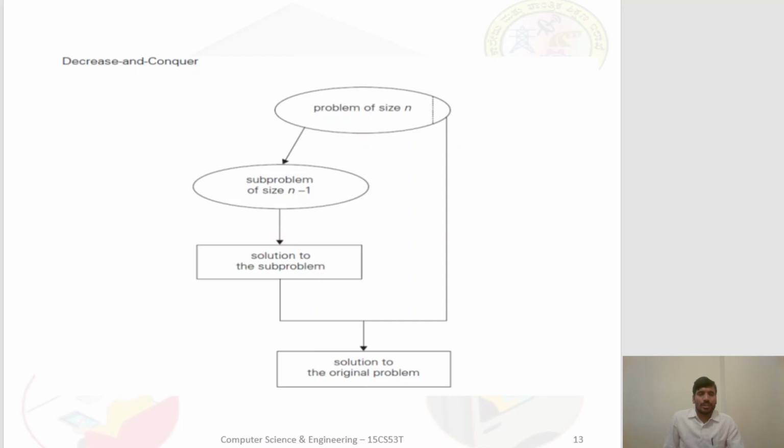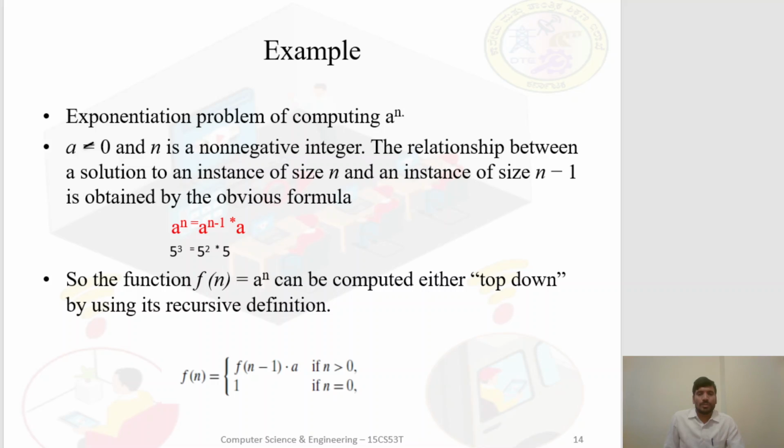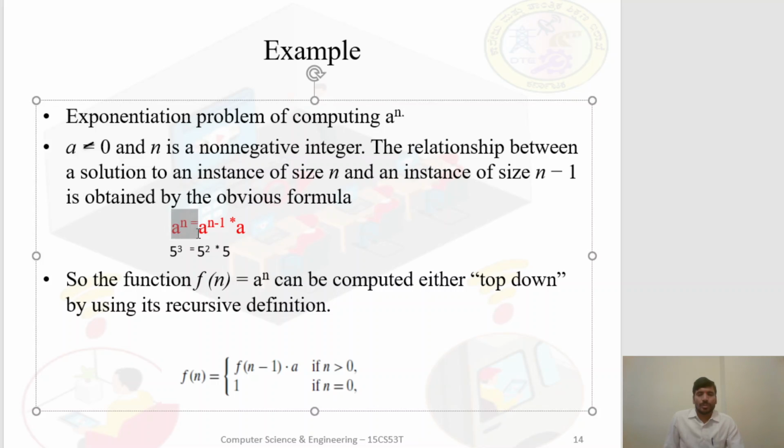For better understanding, let me take the example of computing the a to the power n exponential problem, where a is not equal to 0 and n is a non-negative integer. Hence, the relationship between a and the size n is obtained by a to the power of n is equal to a to the power of n minus 1 times a.